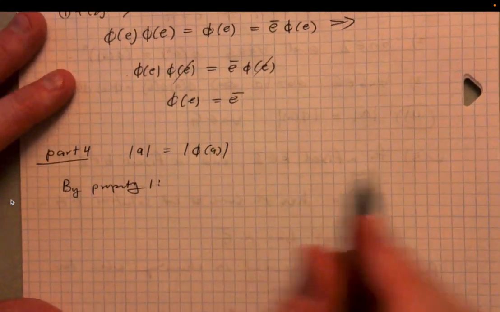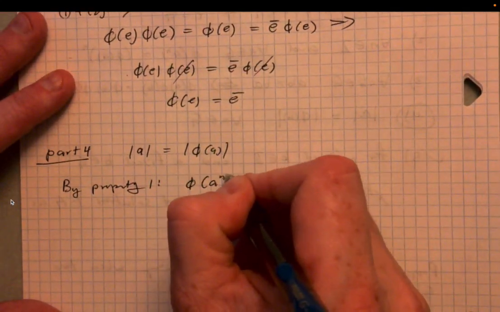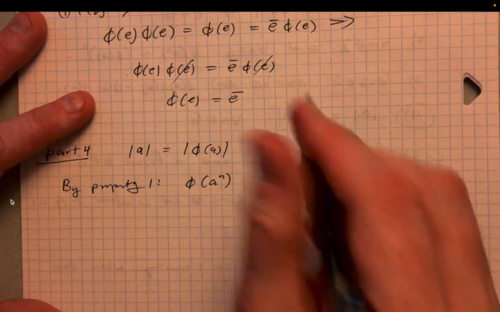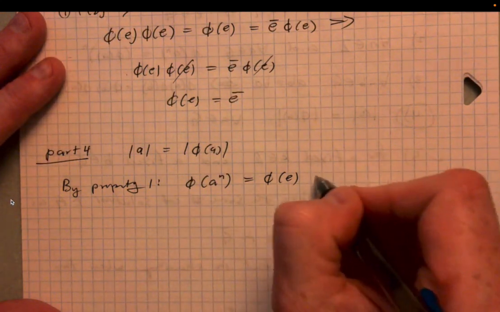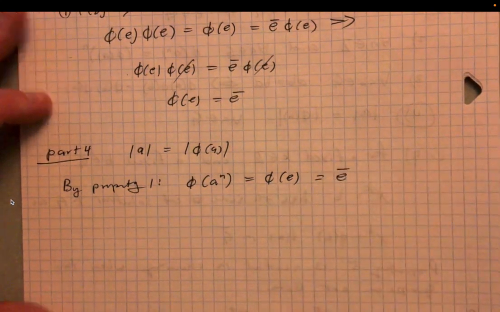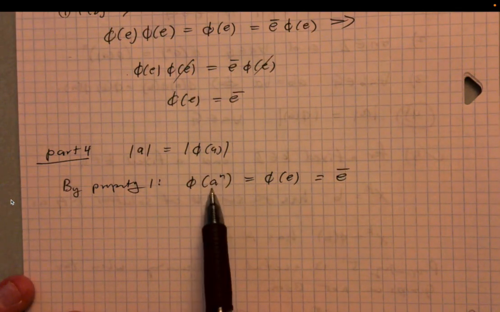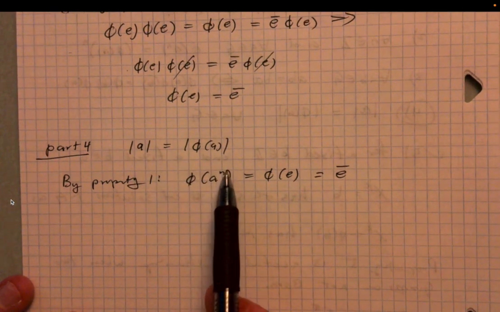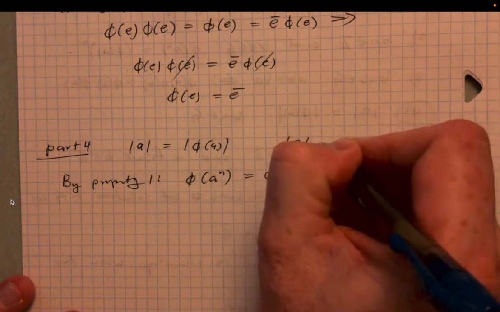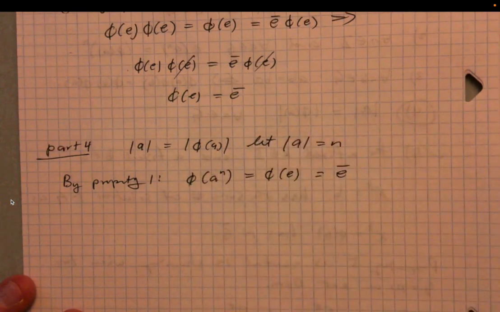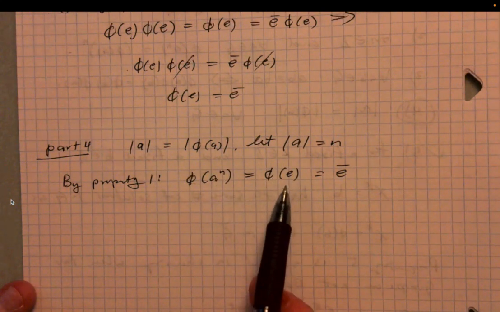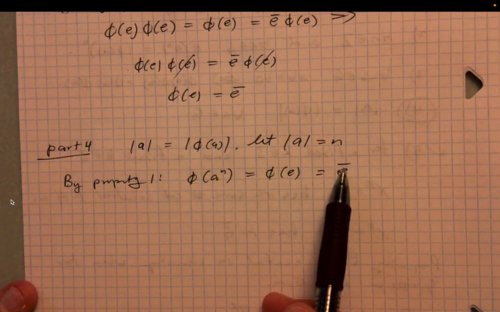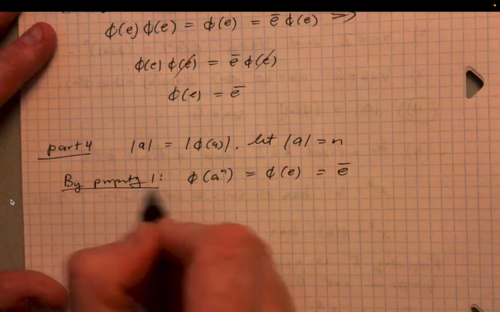But by property 1, what do we get? This is the property 1 piece. This is just the order. So let's say the order of A is equal to n. I should say that up front. Okay, so that means phi of A to the n is equal to phi of E, which is equal to E bar. So this is the property 1 piece in particular.